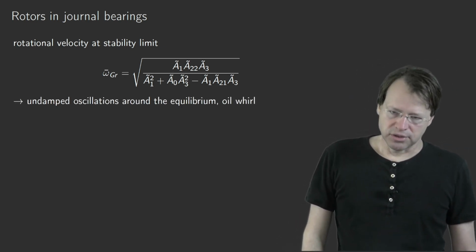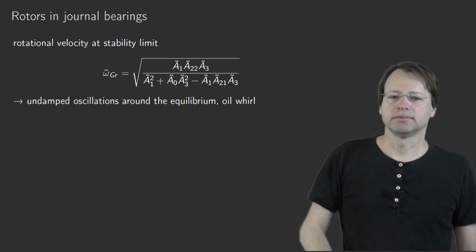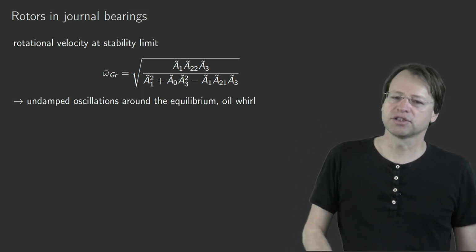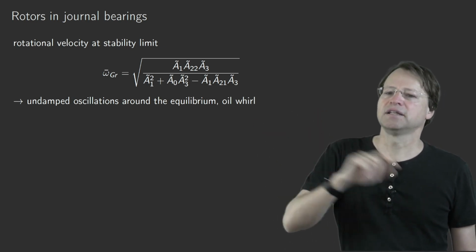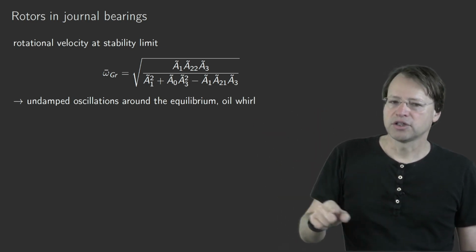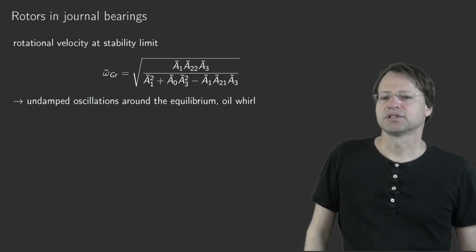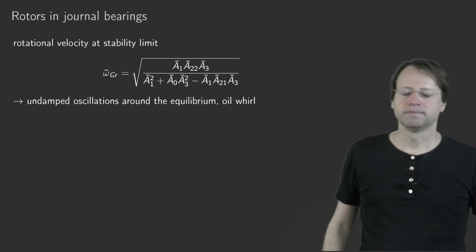There are undamped oscillations around that equilibrium. So the equilibrium becomes unstable. These perturbations do not decay asymptotically, but exactly at the stability limit, they are there, they will not vanish, and they lead to undamped oscillations around that equilibrium position. And this is termed oil whirl.